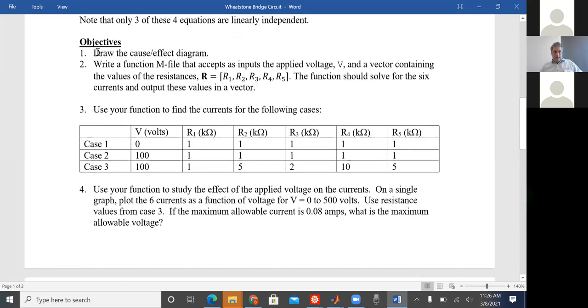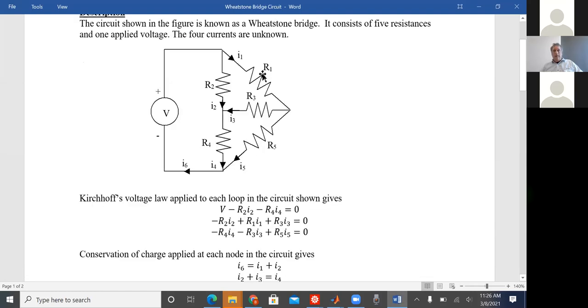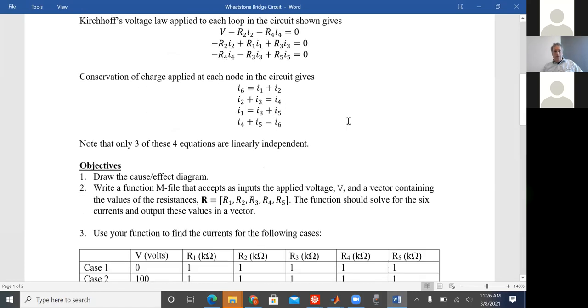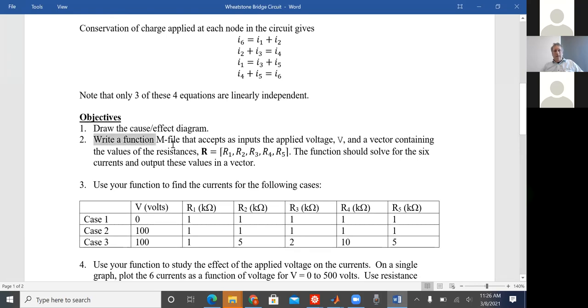The objectives, and drawing is difficult here, but little cause and effect. The system inputs are the resistors. The forcing function is the voltage and the output is the current. But we will write a little function M file.